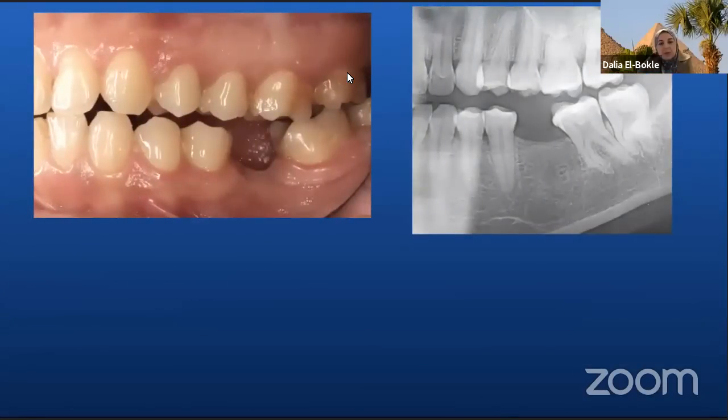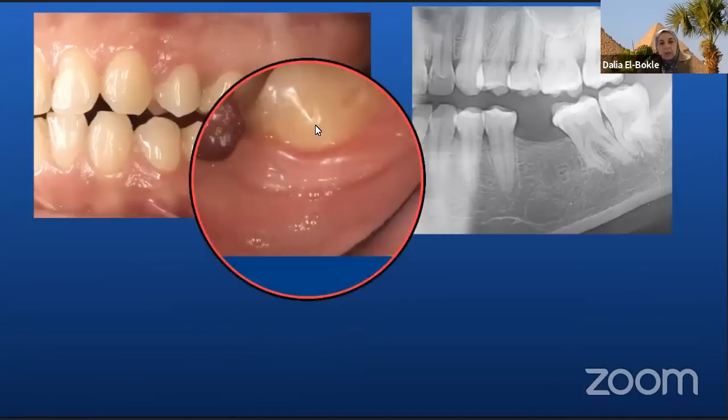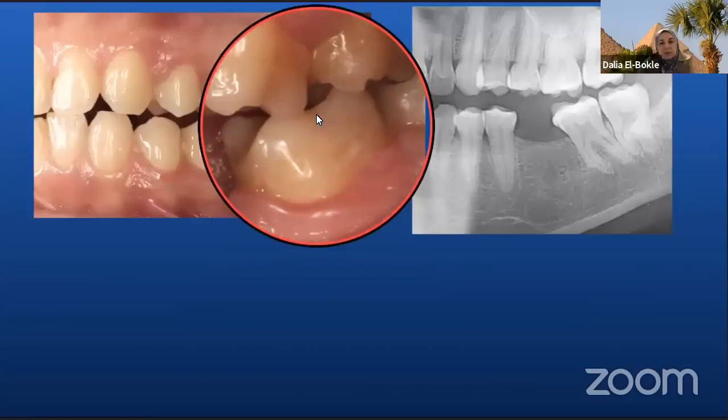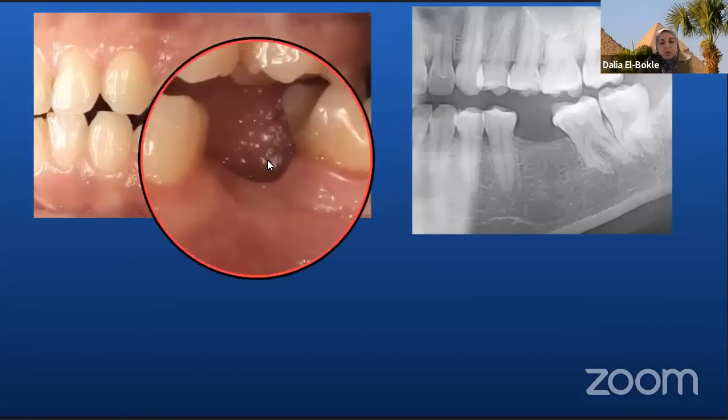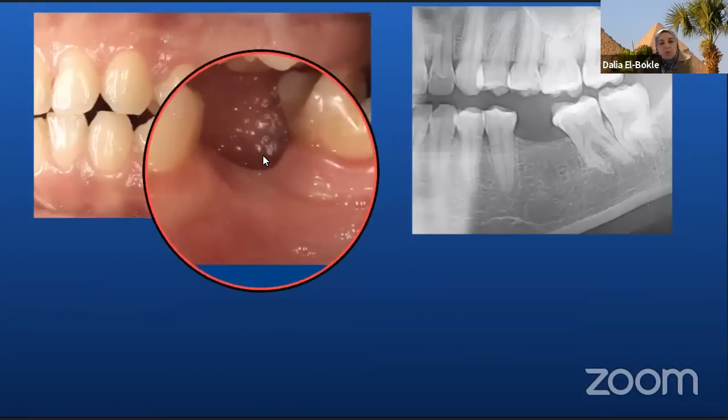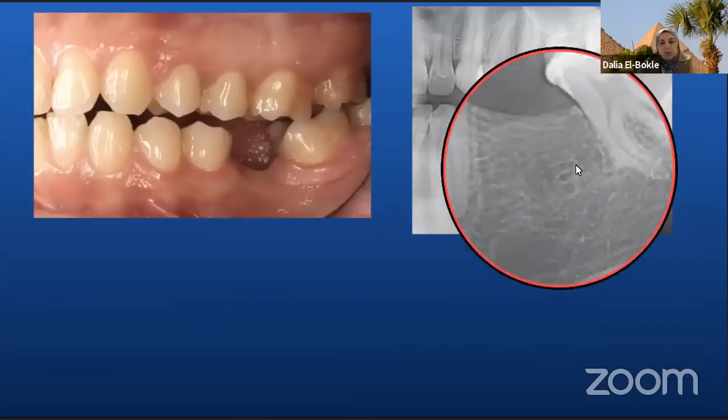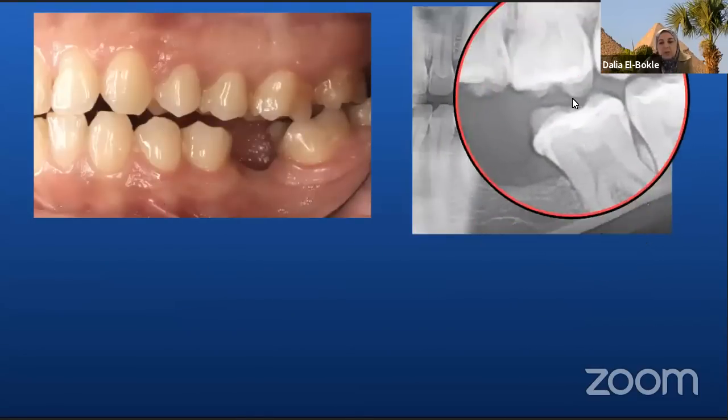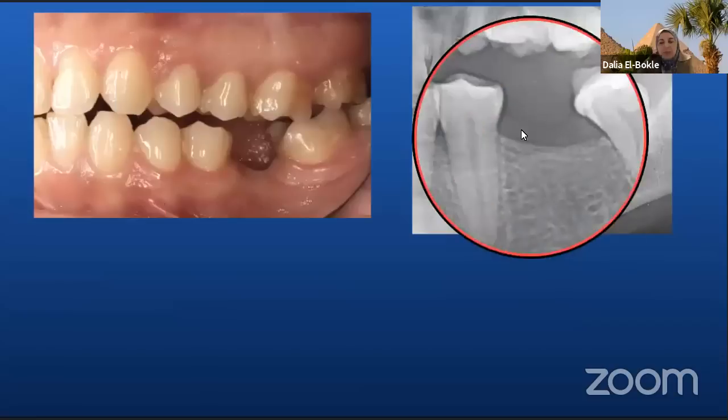Here is an example of a case that presented to my clinic with a mesially inclined lower second molar due to early extraction of a lower first molar. And you can see how the tooth is inclined mesially on the panoramic radiograph.